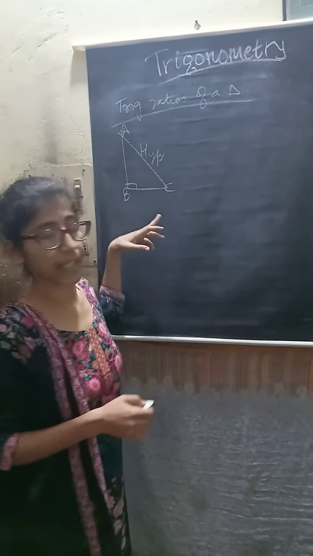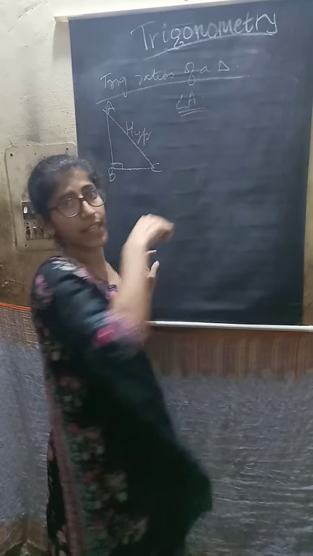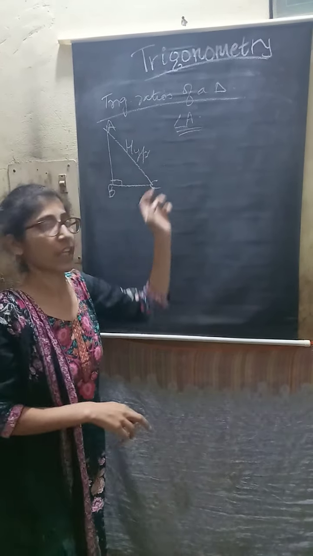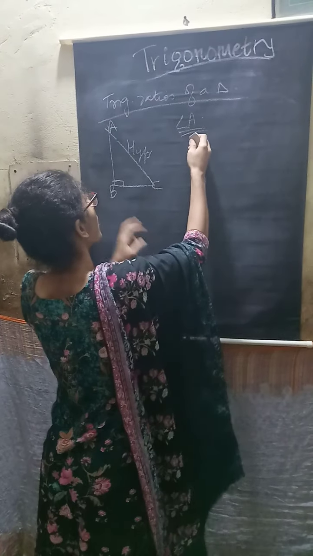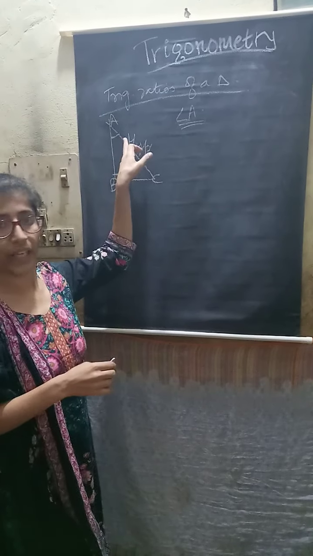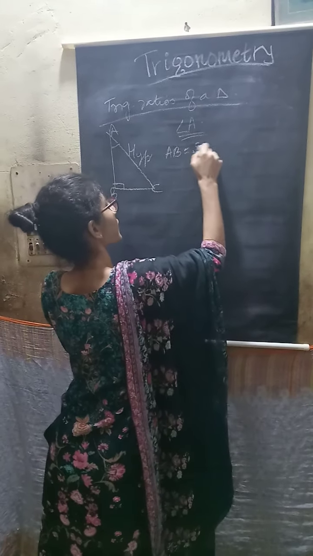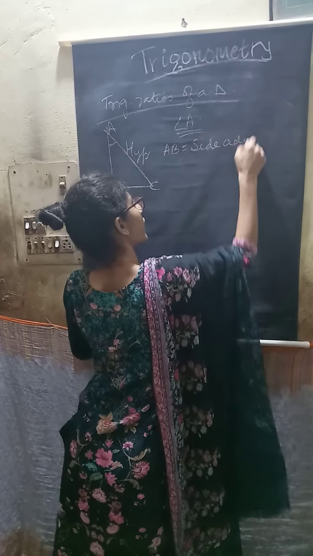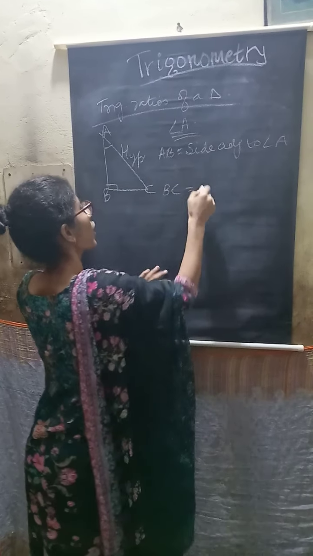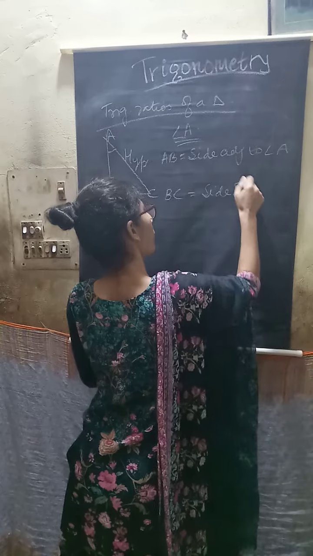We have two angles, angle A and angle C. I am defining the trigonometric ratios for angle A. Similarly, you can do it for angle C also. So, I am naming the sides for angle A only. AB, as we can see, is a part of angle A. So, AB is called the side adjacent to angle A, and BC, which faces angle A, is called the side opposite to angle A.